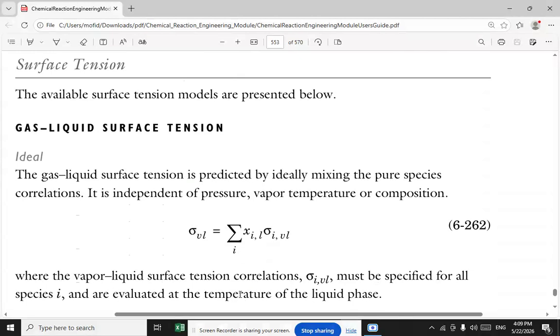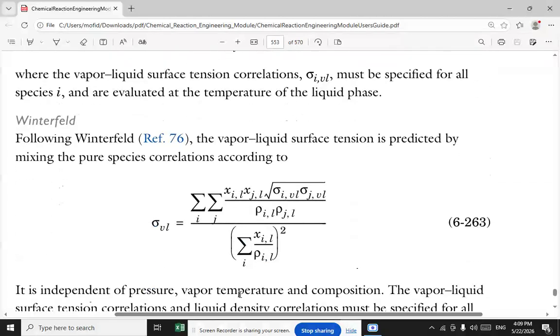Surface tension. The available surface tension models are presented below. Gas-liquid surface tension, ideal. The gas-liquid surface tension is predicted by ideally mixing the pure species correlations. It is independent of pressure, vapor temperature, or composition, where the vapor-liquid surface tension correlation sigma_iVL must be specified for all species i and is evaluated at the temperature of the liquid phase.